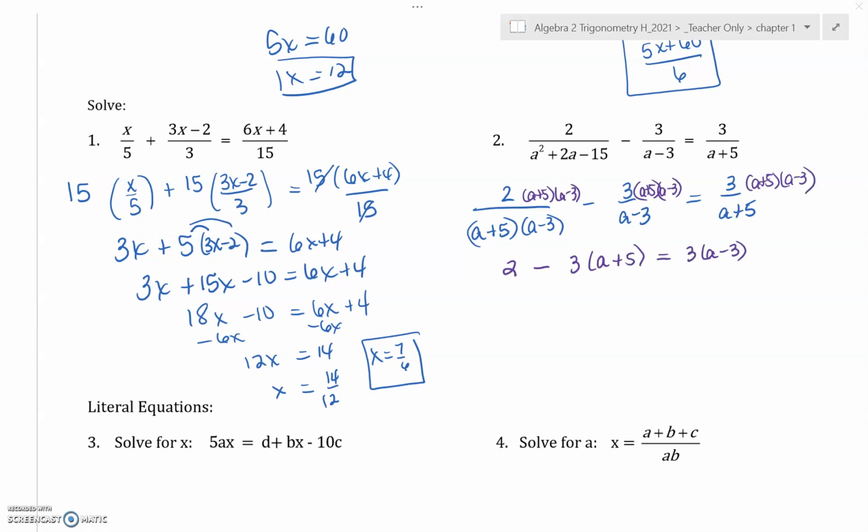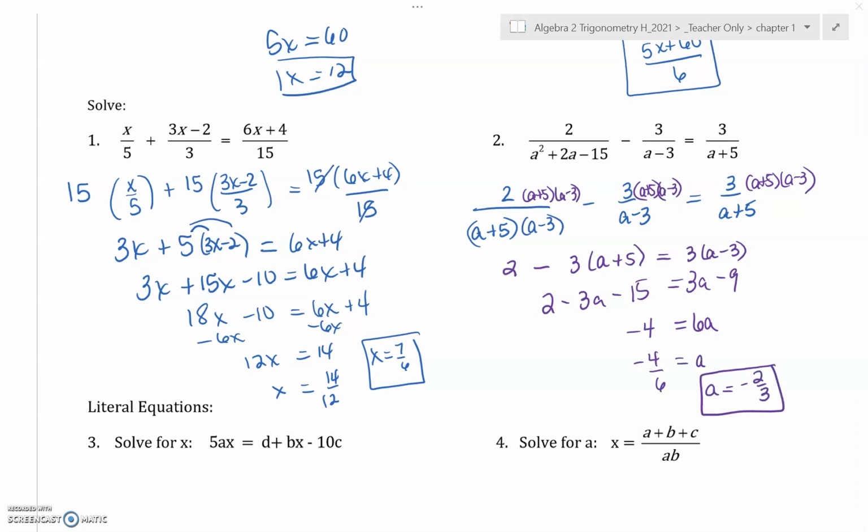Okay, so did you cancel the a plus 5 and the a minus 3 in the first term? You're just left with 2. And in the second term, the a minus 3's cancel. And in the term on the right, the a plus 5's cancel. So if I distribute the negative 3 and the 3, now I can isolate the a's. Go ahead and add 3a to both sides of the equation and add 9. Pause the video and turn it back on to check your answer when you're through.